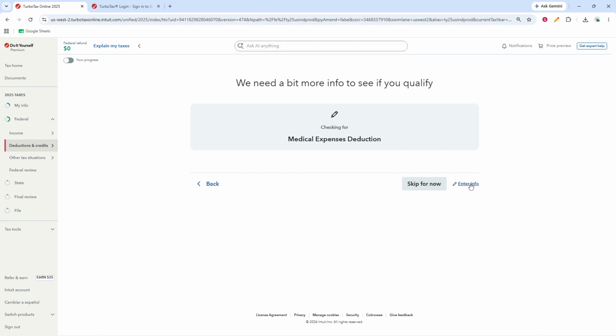Look over each category and make sure the totals match your records. TurboTax will then determine whether your medical expenses qualify for a deduction and whether itemizing gives you a greater tax benefit than taking the standard deduction. Your medical expenses have now been entered in TurboTax and reviewed for deduction eligibility.